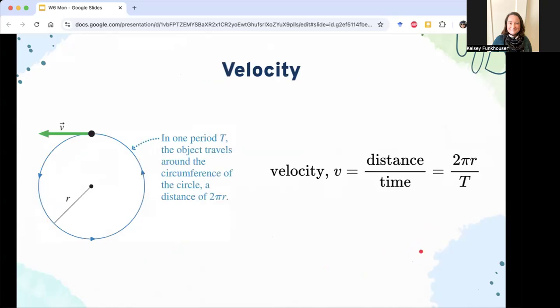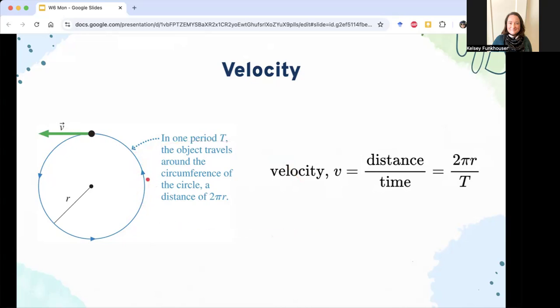So just because something has angular velocity doesn't mean it doesn't also have linear velocity, or we refer to it in this case as tangential, and it's tangential because it's tangent to the motion of the circle. So anywhere you can make a straight line that would be tangent to the circle, and that would be the direction of the tangential velocity.